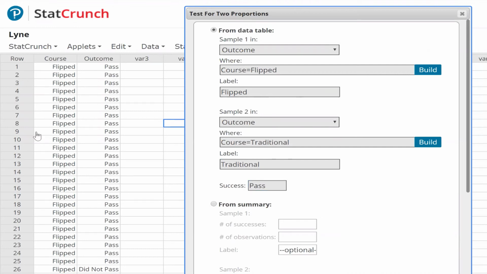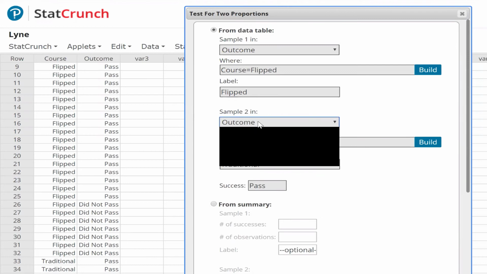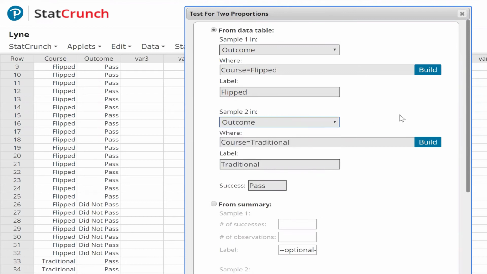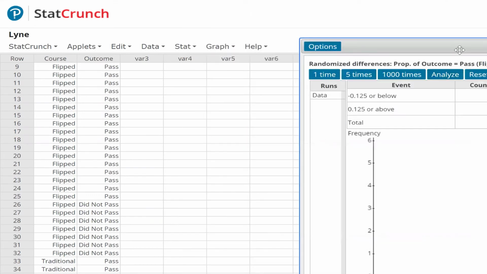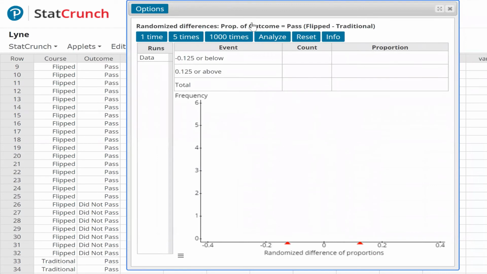Okay, so basically what I'm doing here is these 32 students represent sample 1, the flipped students, and then sample 2 are my traditional students. The variable is the outcome. That's why I'm selecting outcome, right? Whether you pass the course or not. You're going to have to use fixed seeds. I'm going to use a dynamic seed. Click compute. And I'll just do this one time so you can see what happens with the applet. Pay very, very close attention to what happens on the applet.